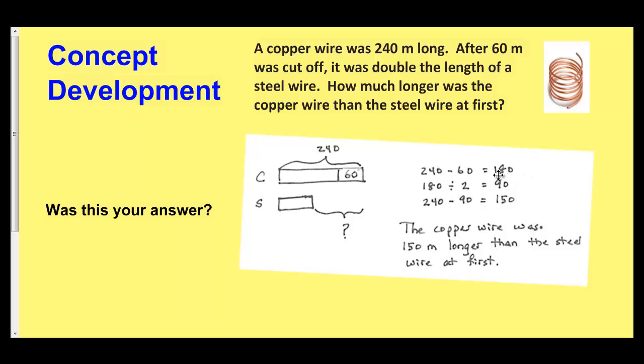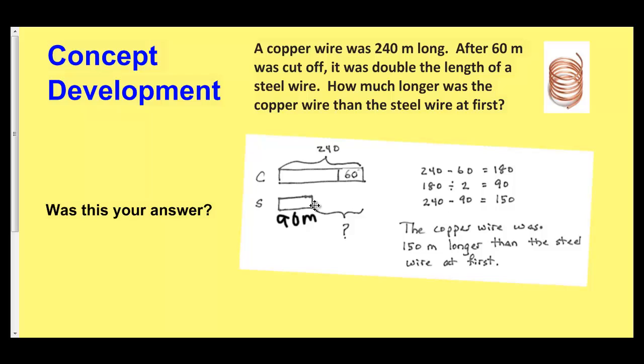So that tells me that this was double the steel wire. So if this is double, then that means that the steel wire was 90 meters, because 90 and 90 is 180. So now to figure out how much longer it was than the steel wire, I had to subtract. So once I did that, I got 150. So at first, the copper wire was 150 meters longer than the steel wire.